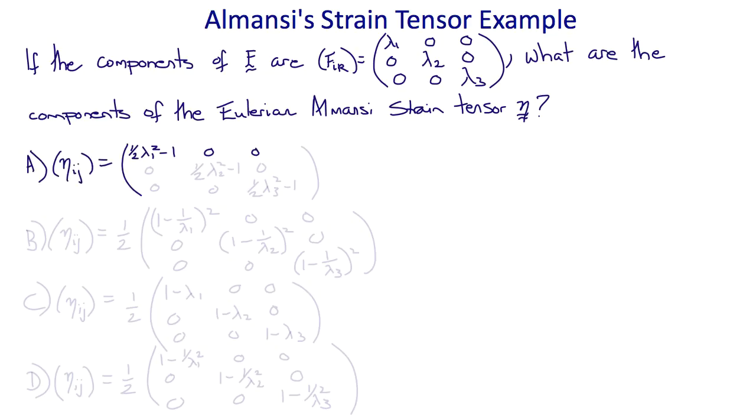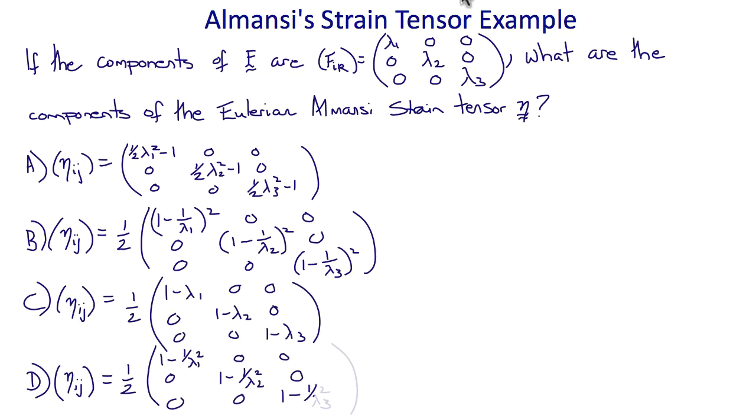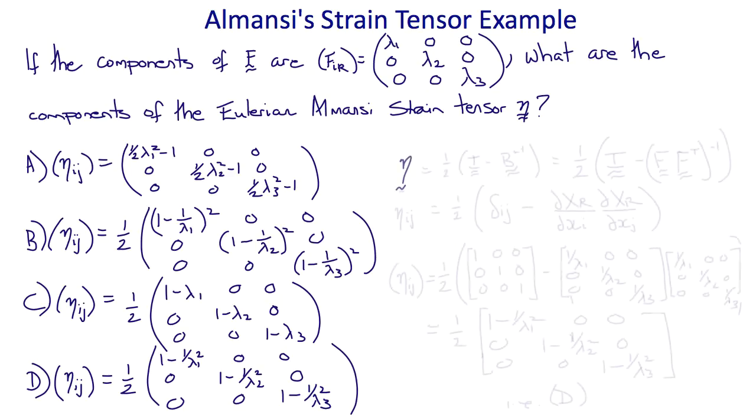So here are your four choices this time: A, B, C, and D. See if you can work that one out.